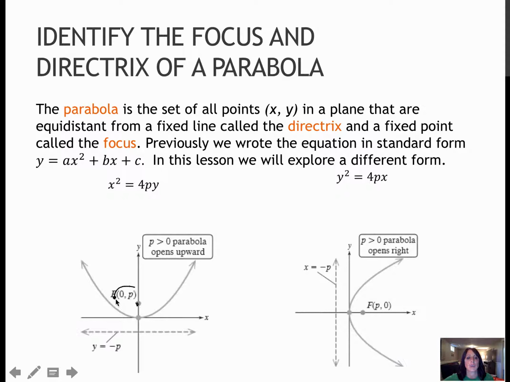In this case, that's going to be (p, 0), p being a value from our equation. The directrix will either be y equals negative p, so again that dotted line, or x equals negative p, again a dotted line. So all of these points are equidistant from this line and this point.